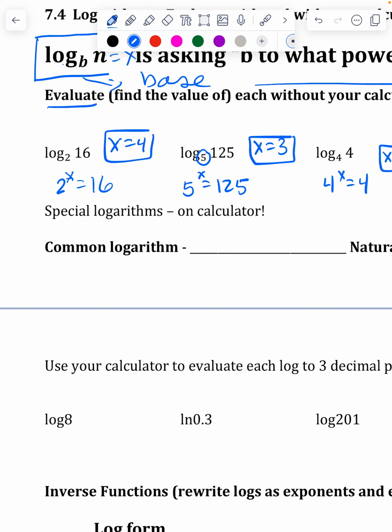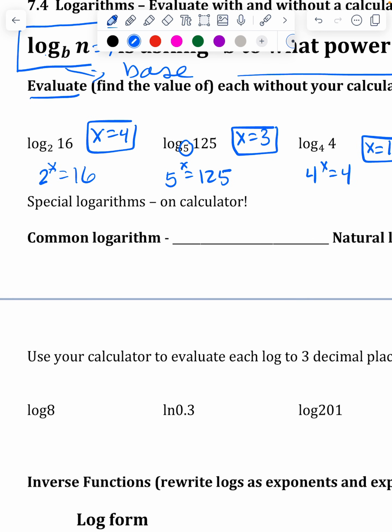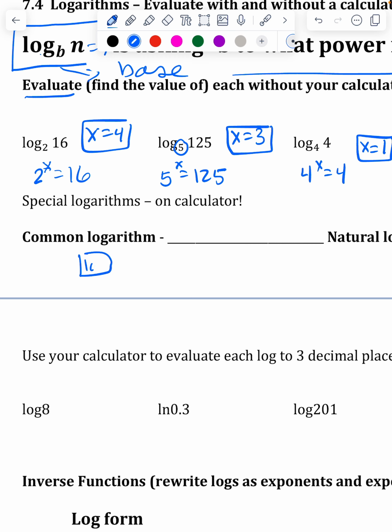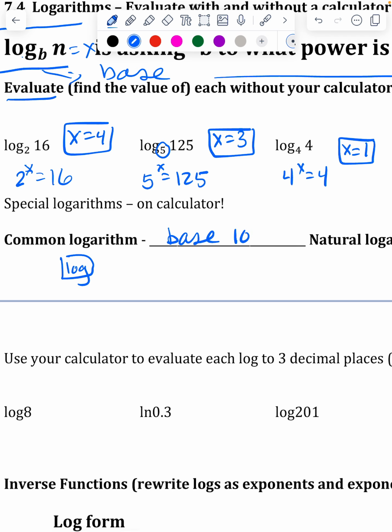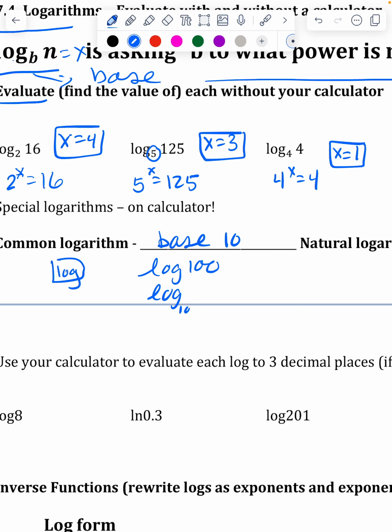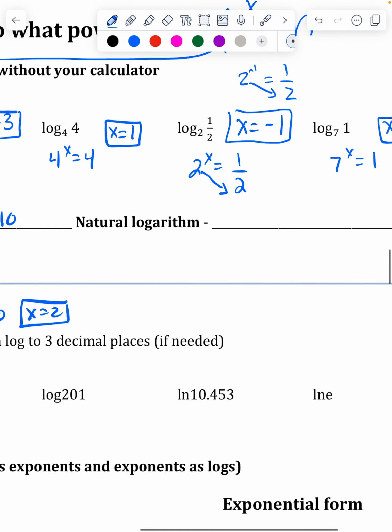There's going to be two kinds of logs that we use a lot, and you'll actually find them on your calculator. The common log will have a LOG button on your calculator, and it is implying that you have a base of 10. So if I had like log 100 without a base written, it means the log base 10 of 100, but it's common, so we don't write it. And then this would be asking 10 to what power is 100, and my answer would be 2. But with the common log, you're not going to have a base written down here. You're just going to make the assumption that it is a 10 when there's nothing.